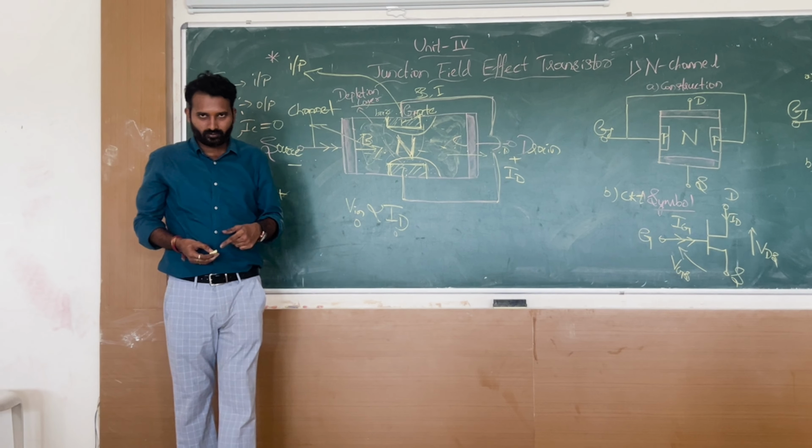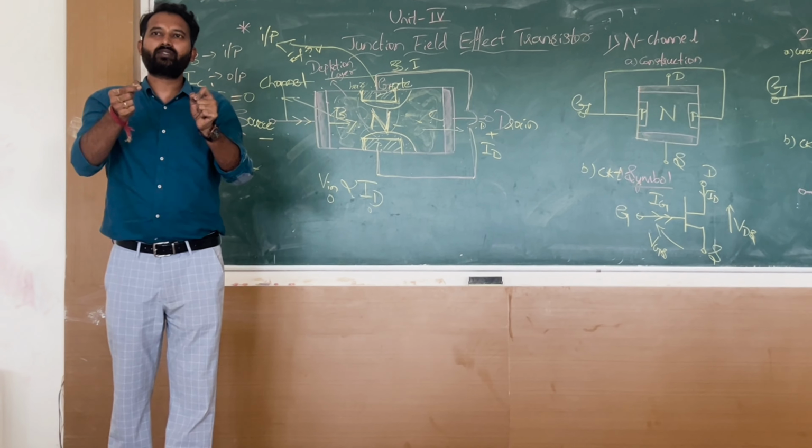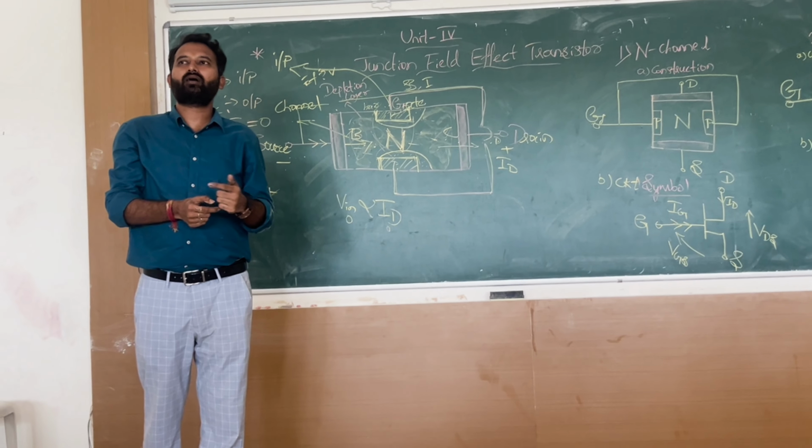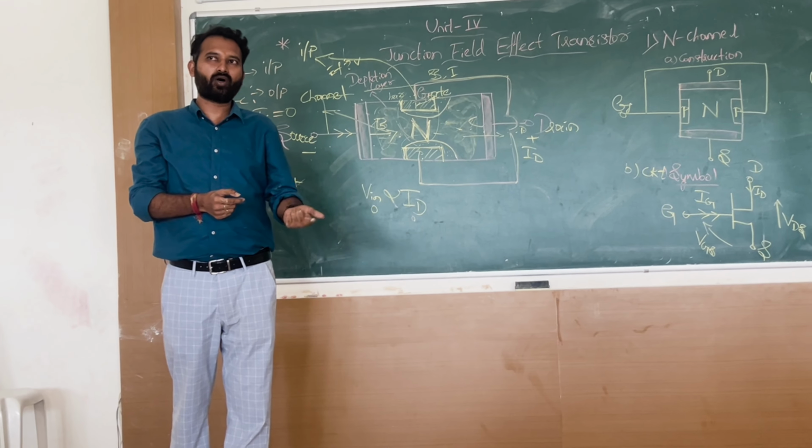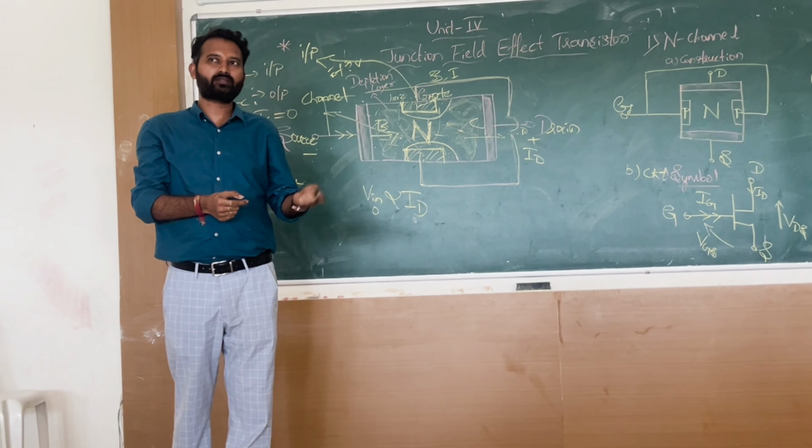Now let me tell you why we are calling it a field effect transistor. Why have they given the name field effect transistor? An electric field will be applied at the input terminal. Electric field means potential only. We are applying an electric field at the input terminal, which is causing some response in the output current, the drain current.